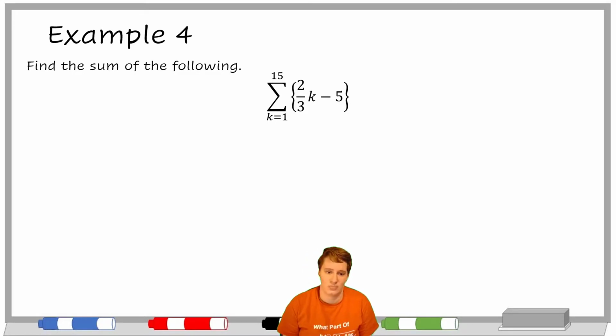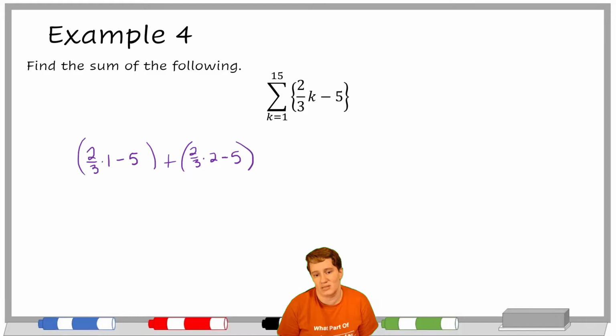So if we were to do this by hand, we'd have to do 2/3 times 1 minus 5. But then we'd add that to 2/3 times 2 minus 5. I say by hand. We'd still probably put it in the calculator, right? This is what it's asking us to do. 2/3 times 3 minus 5. It wants us to do that.